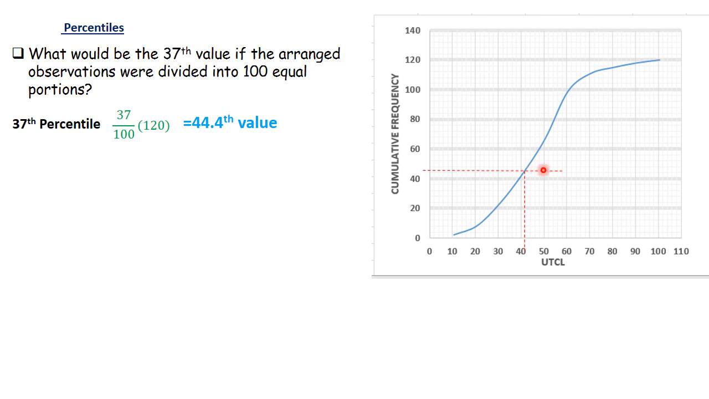Again, please familiarize yourself with how to use the small squares to get values with more accuracy. For me, it is somewhere about where I have the red broken line there. So read the corresponding value on the x-axis, and that will be 41.5. Again, 69th percentile, it'll be 69 over 100 times 120, which will be the 82.8 value.